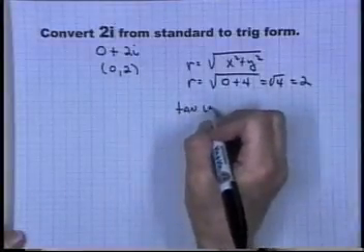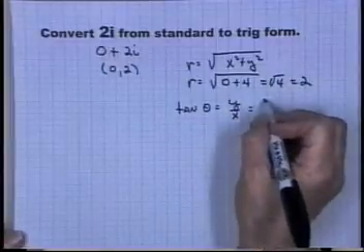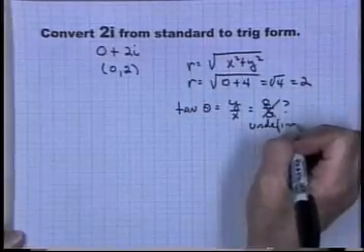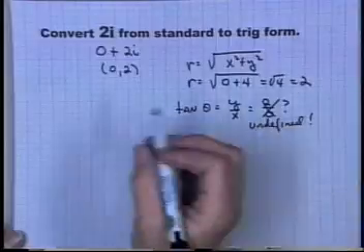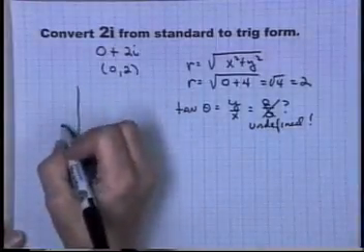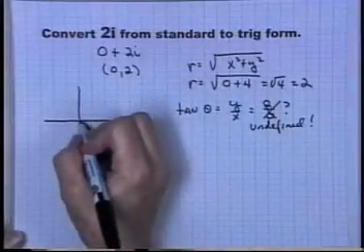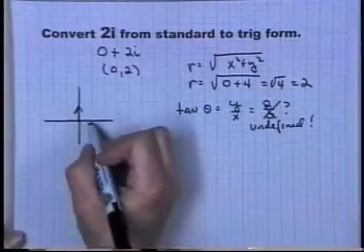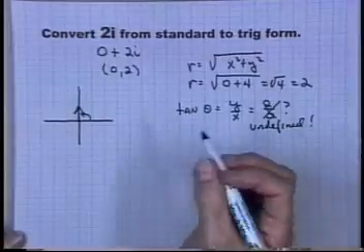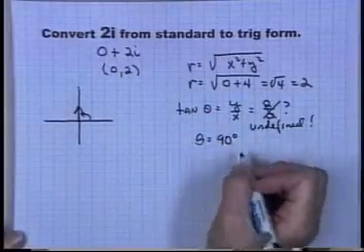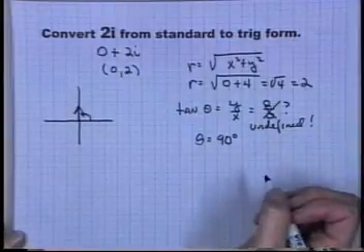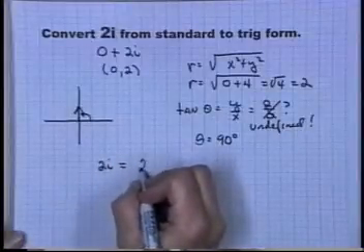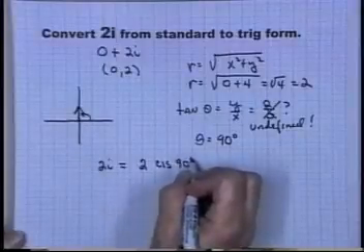Can I say the tangent of theta is y over x? Well, let's see, y is 2 and x is 0. What about that? That's undefined, isn't it? So we can't use this to think about our angle, but what we can do is think about our graph. If I graph the ordered pair 0, 2, I have a vector running up on the y-axis, if you will. So how do I get from here to here? What is that angle? It's 90 degrees, isn't it? Recall that the tangent of 90 degrees is undefined, so that does make sense. So the 2i in trig form, my r was 2, cis 90 degrees.